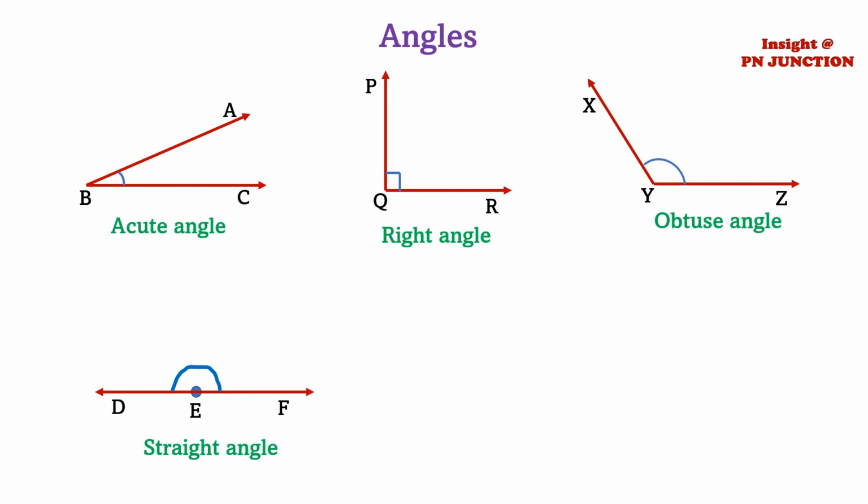Now, let us see a reflex angle. A reflex angle is an angle that measures greater than 180 degrees but less than 360 degrees. It is an angle that extends beyond a straight angle, 180 degrees, but does not complete a full revolution of 360 degrees. Few examples of reflex angles are 190 degrees, 230 degrees, 325 degrees.